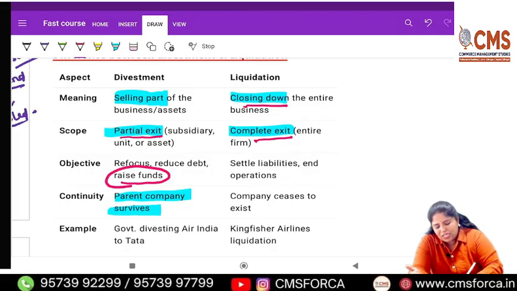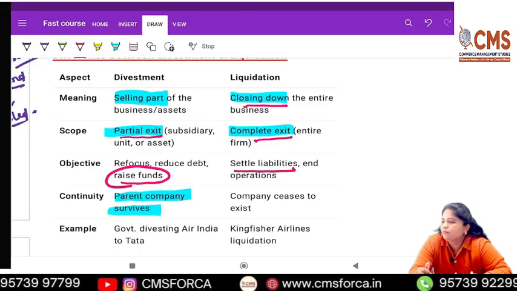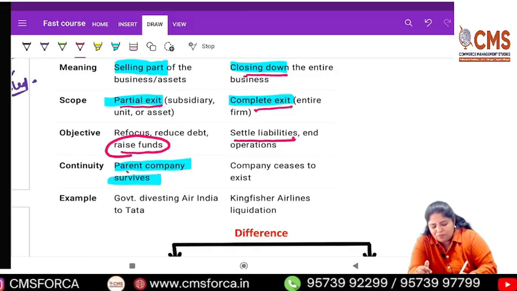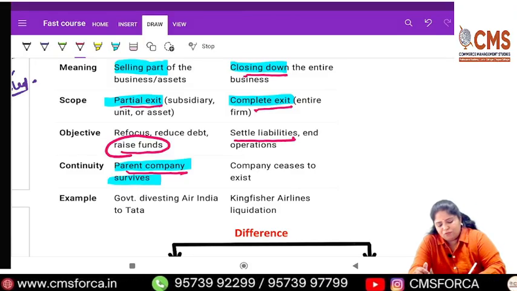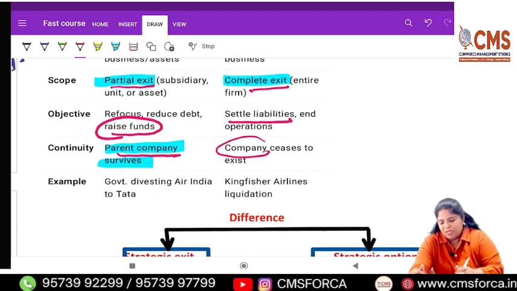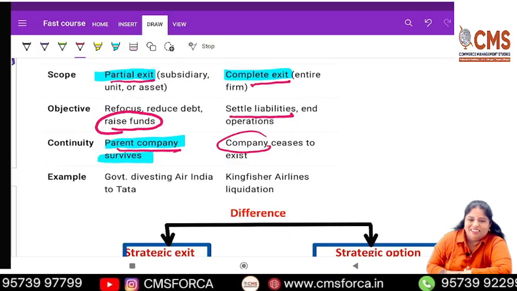But in liquidation, you settle the liabilities and all the operations. Which company survives? In divestment, the parent company survives. But here, the full company ceases to exist. I have given examples; I hope the examples will explain everything.